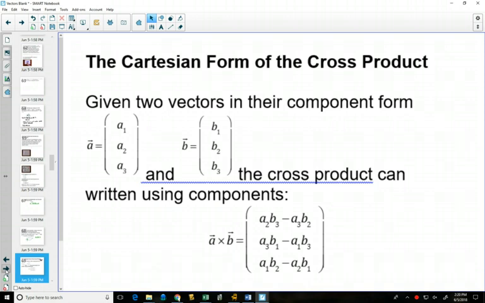Now, here's our formula. We're going to go A2B3 minus A3B2, A3B1 minus A1B3, and A1B2 minus A2B1. Maybe this reminds you a little bit of matrices. Remember when we were doing determinants and we were doing 3 by 3s? You could rewrite the first 2 columns and draw the arrows.